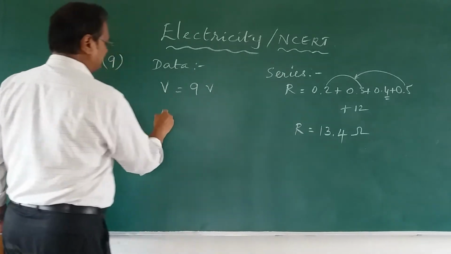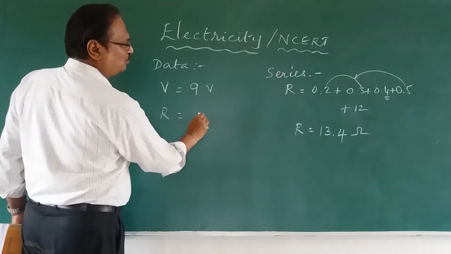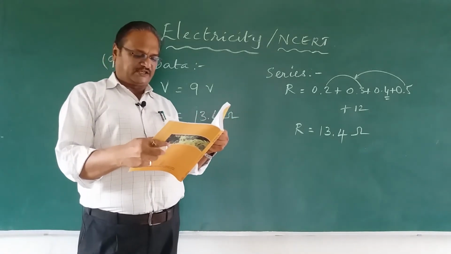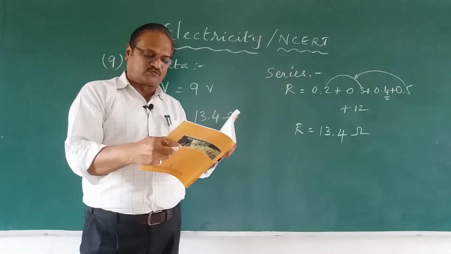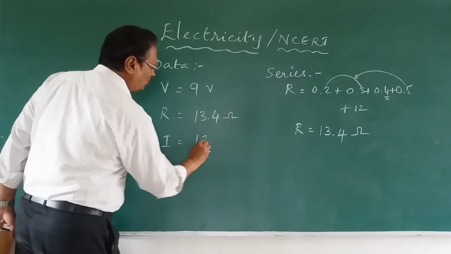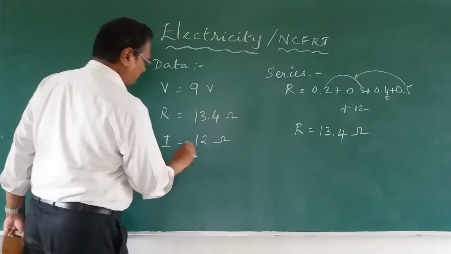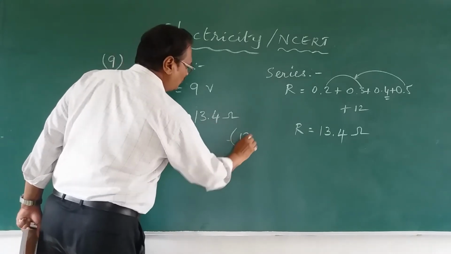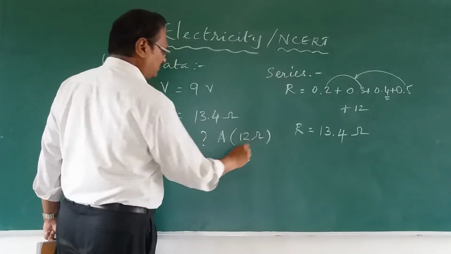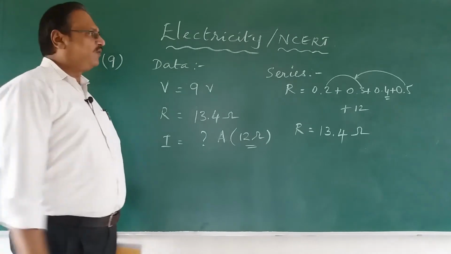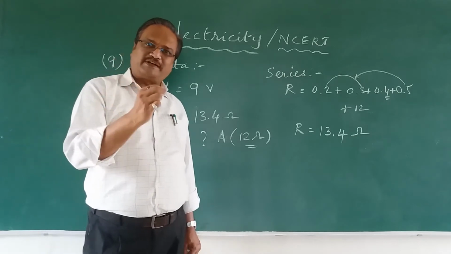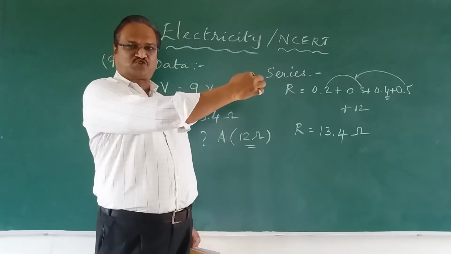I will take this resistance and bring it here. R is equal to 13.4 ohms. Okay, let me read the problem. How much current would flow through the 12 ohm resistor? We have to calculate the current through the 12 ohm resistor. The current answer will come in ampere, and we have to find it across 12 ohm. How are they connected? They are connected in series. So what is the property in series? The current will remain the same.